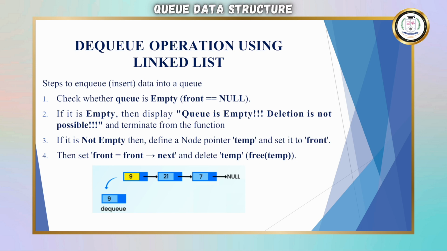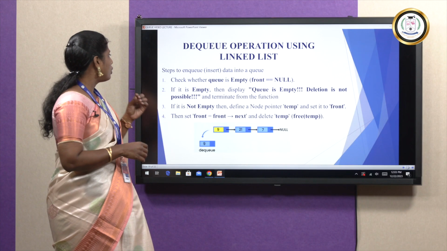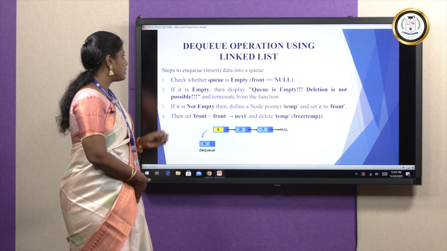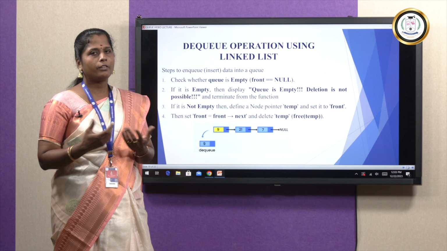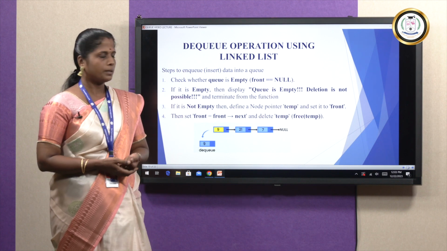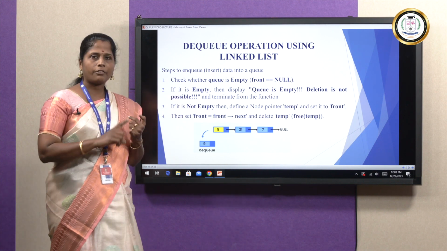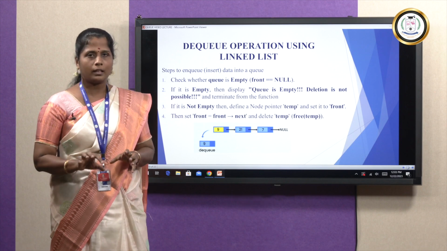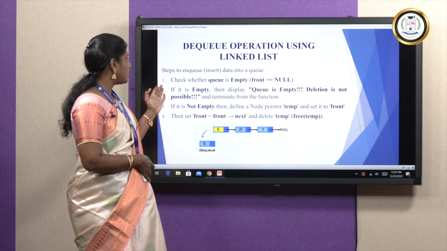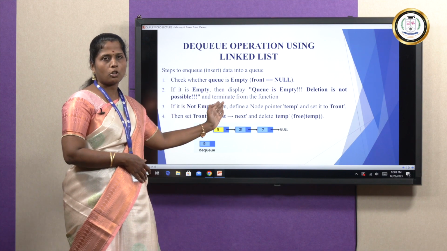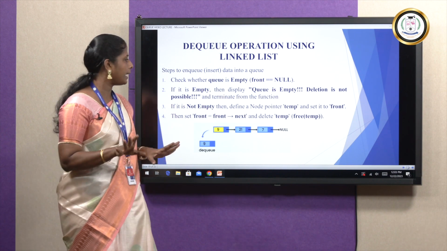So dequeue is nothing but deleting a node from a linked list. When we are going to delete a node from a linked list, first we need to check whether the queue is empty, because if the queue is empty, we cannot delete any item. If a queue is empty, both our front and rear will be initialized with a null value. By checking that condition, we can come to a conclusion whether our queue is empty or we have some values in the queue. So if our queue is empty, we will display a message: queue is empty, we cannot delete any item.